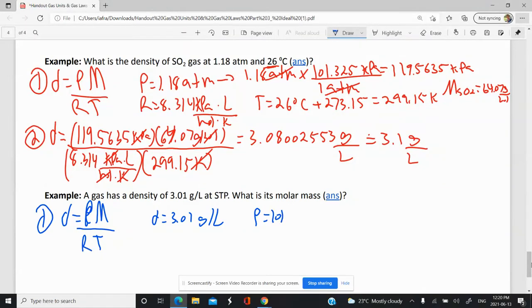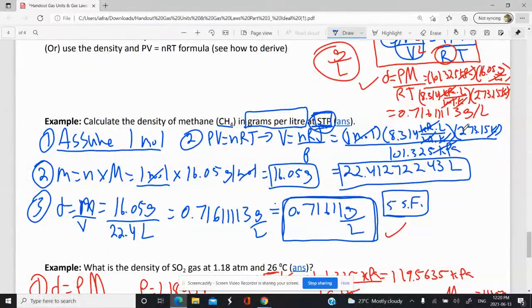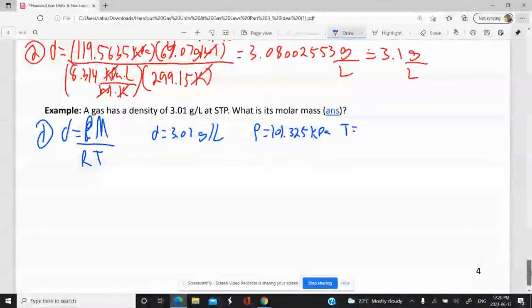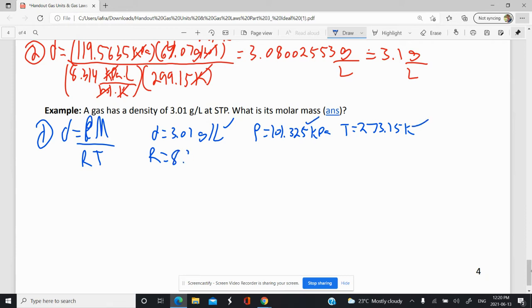101.325 kPa. We have temperature given to us as well at STP. At STP, it's 273.15 Kelvin. And we have our R value. As long as we have our liters for volume, our pressure in kPa, and our temperature is 273.15, we can use the 8.314 kPa liters per mole Kelvin. So that's our R value there.